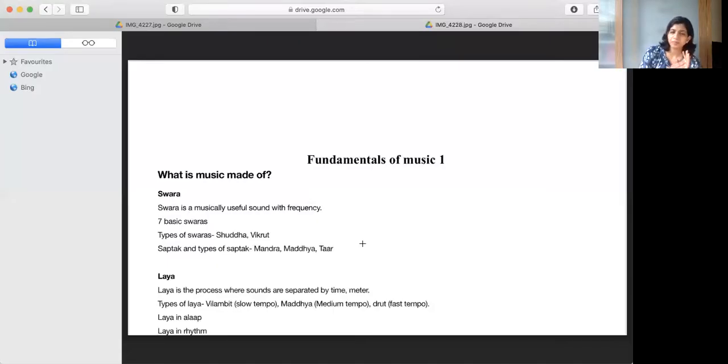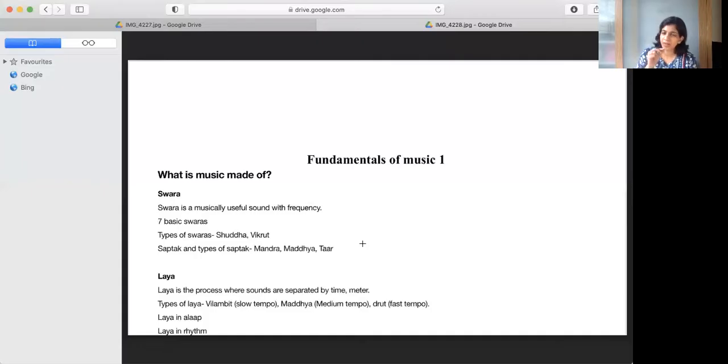So these are the phrases which are presented with some sort of laya in it. Some phrases are very slow. This is a slower one. A different laya came in, a little faster. So within one phrase also, there can be multiple layas which become very important to establish the mood of the raga. Without laya, the mood of the raga, the ambience of that raga, the impact of the raga cannot be created.